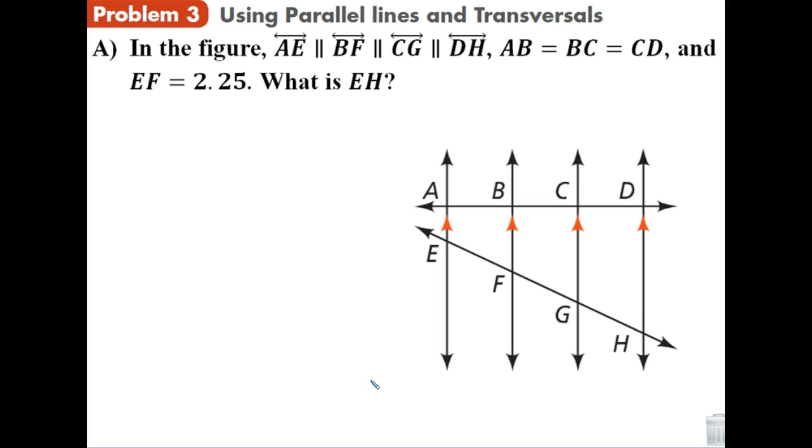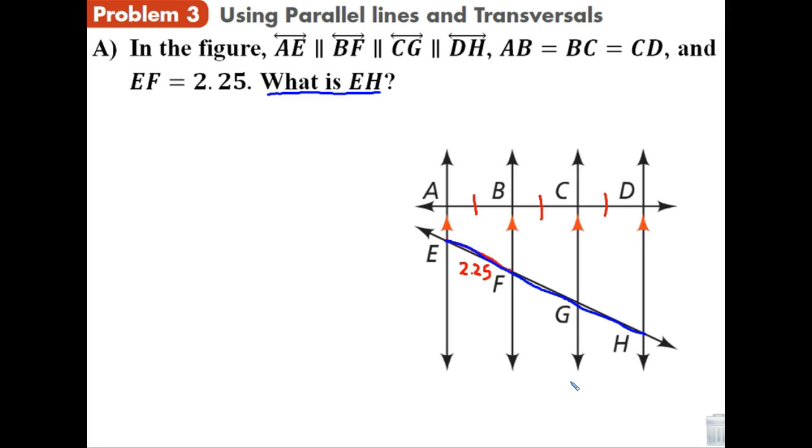Let's take a look at how that theorem works in problem 3. Part A says, in the figure, line AE is parallel to line BF, which is parallel to line CG, which is parallel to line DH. So I have a set of four parallel lines. We're also given that AB is equal to BC, which is equal to CD, so I have three congruent segments. And EF is equal to 2.25. We want to know what is EH, the length from E to H.